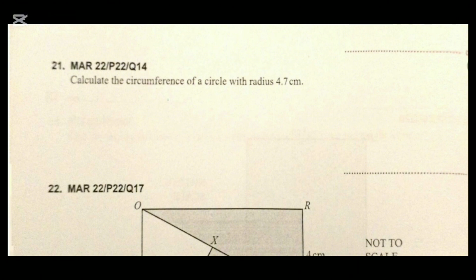Circumference of circle, formula C is equal to 2 pi r. Radius is given and circumference you have to find. 2 pi, radius is 4.7 and the final answer is 29.5.